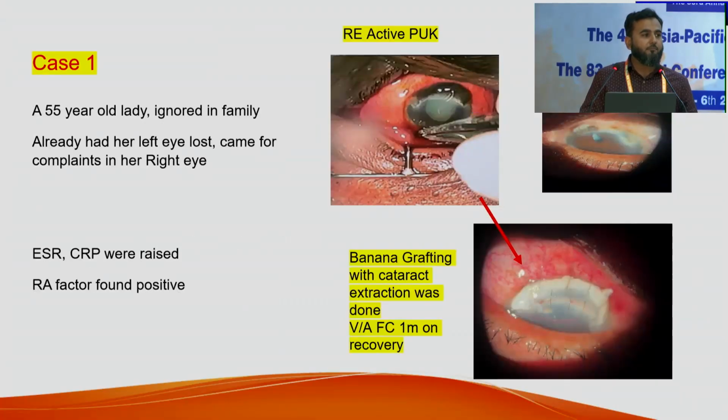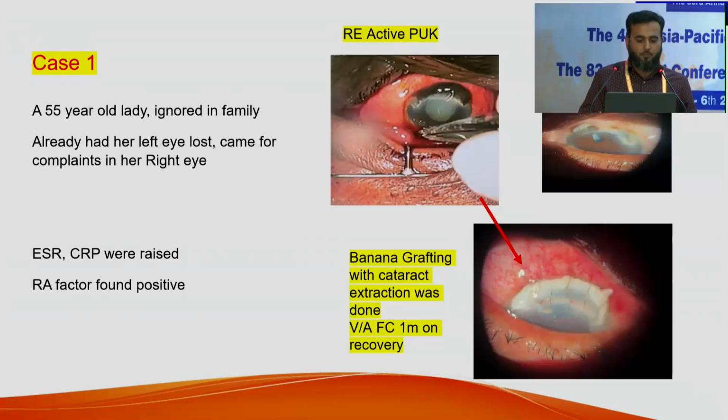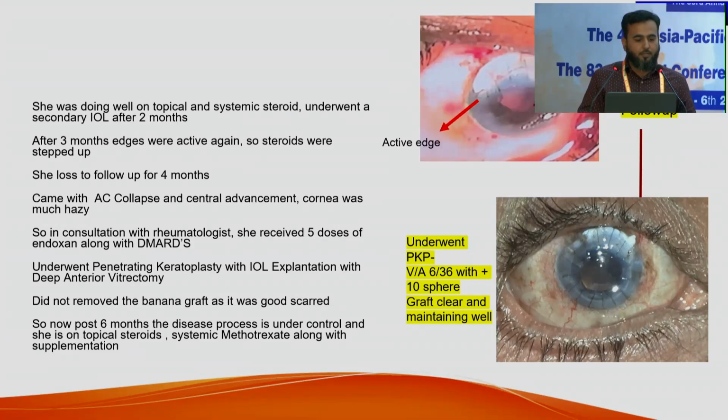So, coming to some variable cases of PUK presentation. This was a 55-year-old lady who came to me with active PUK in her right eye, and the other eye already lost and phthisical. There was a perforated peripheral ulcer in the superior limbus, and her ESR and CRP were raised. RF factor was found to be positive, and we did a crescentic graft, also very well known as banana grafting, with cataract extraction, because she had a hypermature cataract. And we were able to restore her vision.